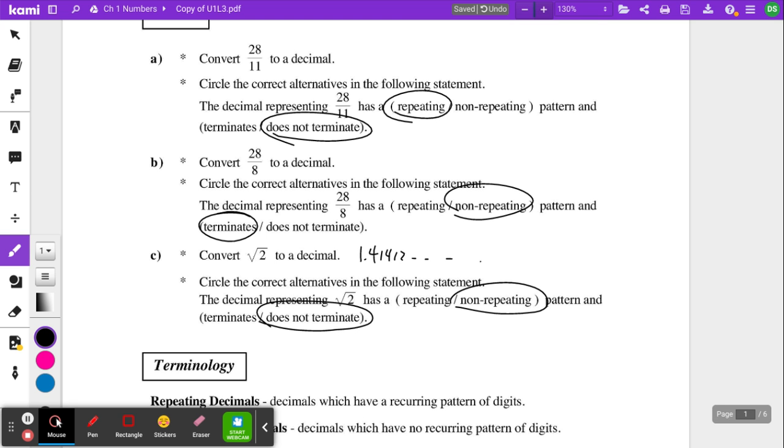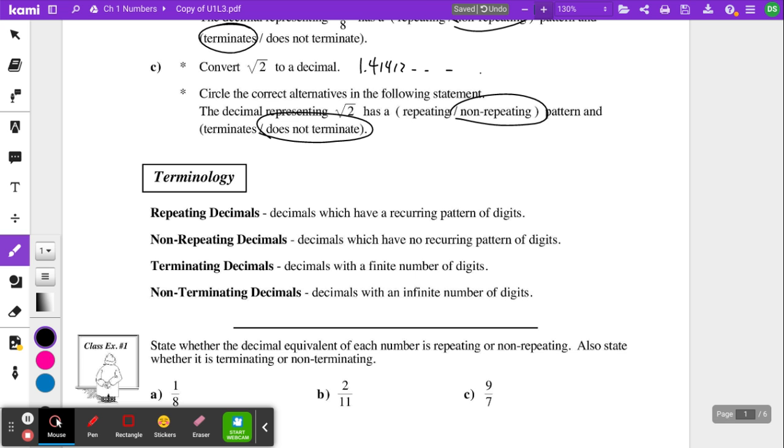Those non-repeating, non-ending decimals, if they go on forever and they're crazy, they're called what? Irrational numbers, yeah. So repeating decimals are ones that have a recurring pattern of digits. Here's a fun fact, this one is often confused. Do you think that's called repeating? Does it have a pattern? There is a pattern, but is it actually repeating? No, so don't be confused by that.